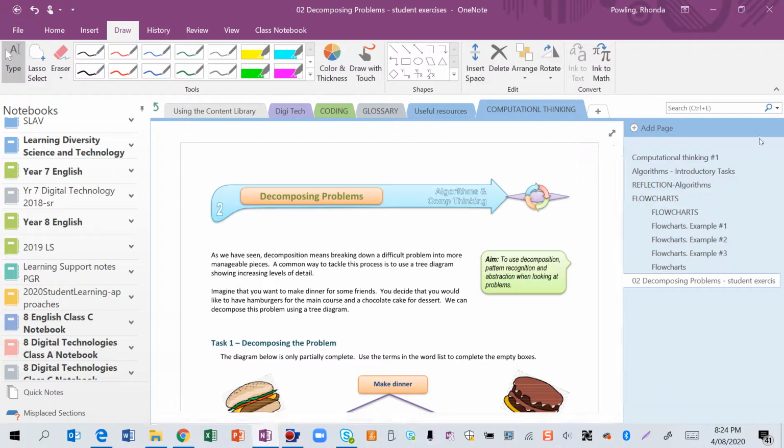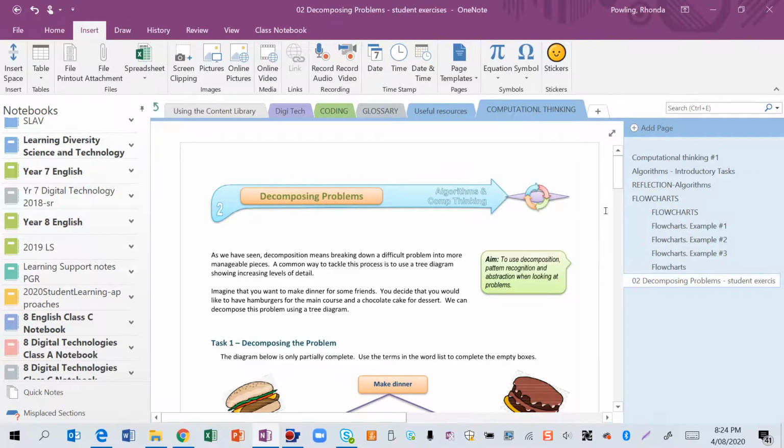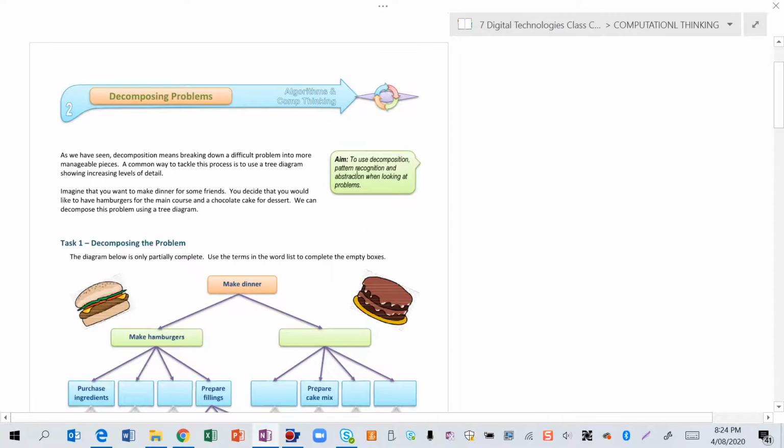Okay, so today, boys, we're going to continue on with looking at computational thinking and understanding what each one of the four components is about. So this document you have on your OneNote page, I've also included there as a PDF. The PDF is at the top of your page, but you don't need to worry about that. We're just going to look at this sheet.